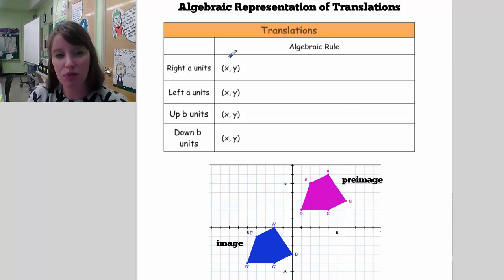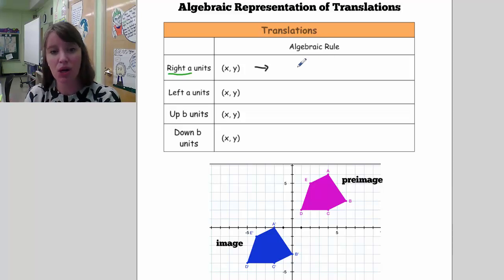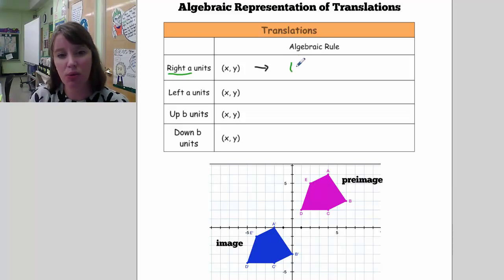So let's say that I have original coordinates x comma y, and I move right by a certain amount of units, like a units. Since right is a horizontal movement, and it's a positive movement, we're increasing the x value. The new coordinate would be x plus a, and the y coordinate would remain the same. So a right movement of a units would affect the x coordinate but not the y, and it would increase it by a units.